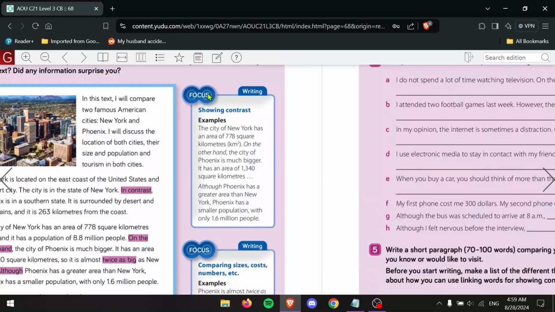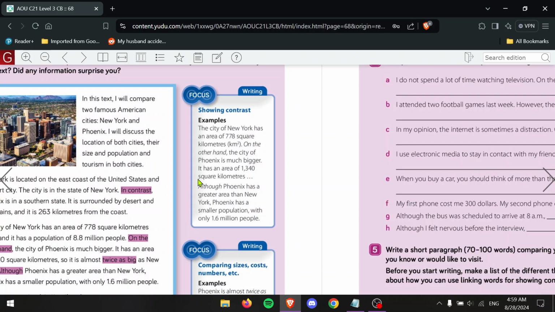All right. Let's take a look at the writing focus box here, and we've talked about this in previous units. We have something called showing contrast. Showing contrast is when you're comparing two things in a surprising manner, perhaps in a text. In this case, it's going to be cities, so let's take a look.